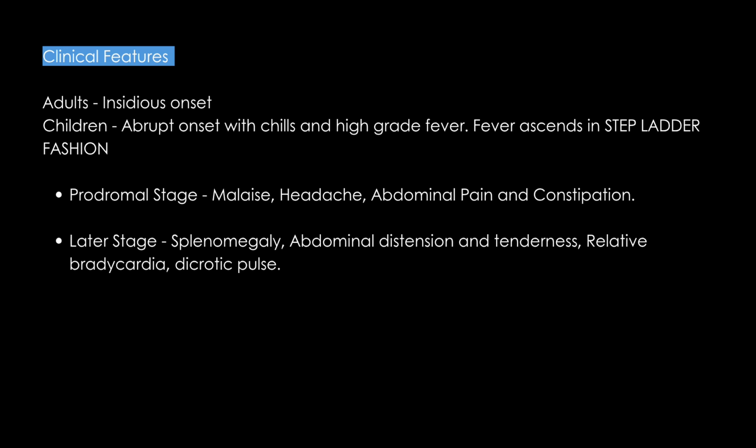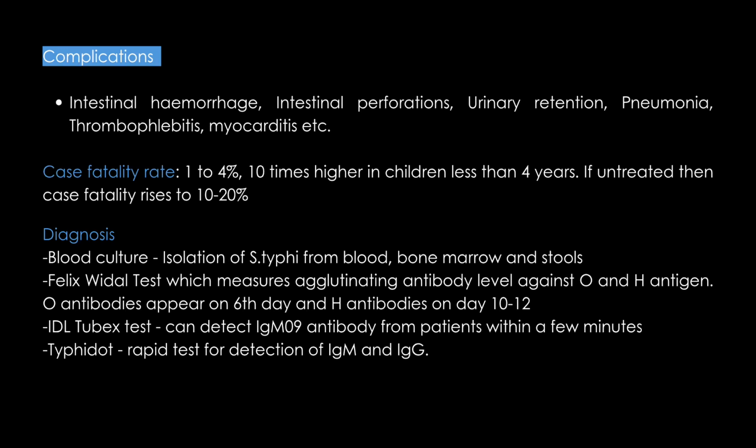A dicrotic pulse may also be seen. If it is not treated properly, it can result in serious complications such as intestinal hemorrhage, perforation, urinary retention, pneumonia, thrombophlebitis and myocarditis. The case fatality rate is about 1 to 4%, but it can be 10 times higher in children under 4 years of age. If untreated, it can go up to 10 to 20%.